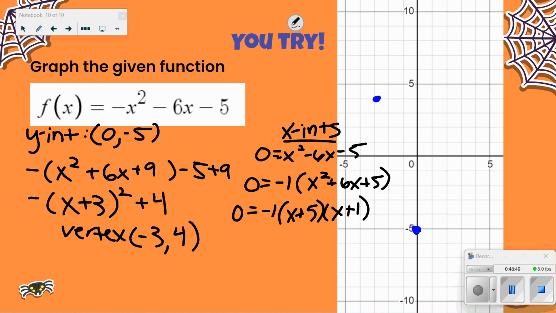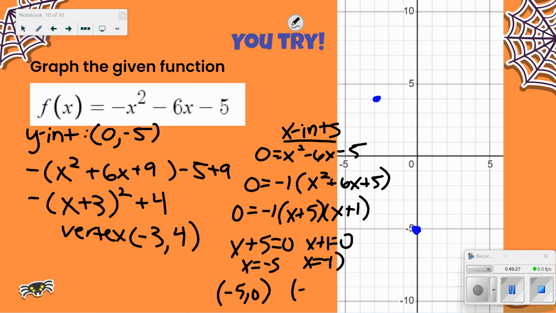Now that you're here, how do I keep finding and solving for my x-intercepts? Remember, our number one thing we need to know: how do you keep finding your x-intercepts from here? We can do it. We've done it before today. Set the factors to 0. Great job. So x plus 5 equals 0, and x plus 1 equals 0. So you end up with x equaling -5 and -1. So those points are (-5, 0) and (-1, 0).